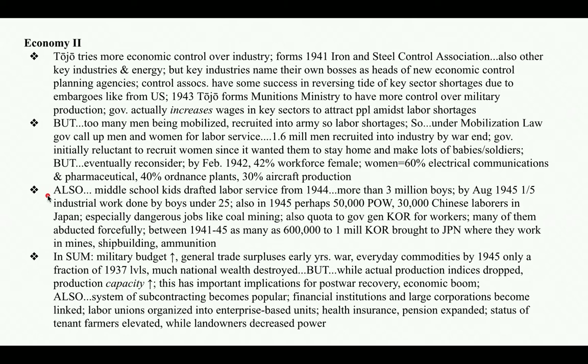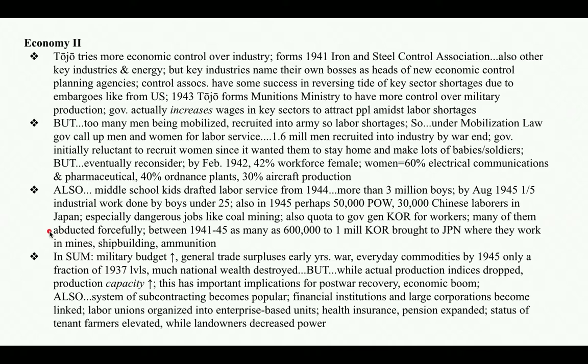The government also mobilized middle school students into labor service from 1944, ultimately mobilizing more than 3 million boys. And by August 1945, one fifth of industrial work was done by boys under 25. Also in 1945, there were perhaps 50,000 POWs and 30,000 Chinese laborers in Japan, doing especially dangerous jobs like coal mining. As I mentioned, there was a government quota for mobilizing Korean workers, but many of them were forcefully abducted just off the street. And between 1941 and 45, as many as 600,000 to 1 million Koreans were brought to Japan, where they worked in mines, shipbuilding, and ammunition.